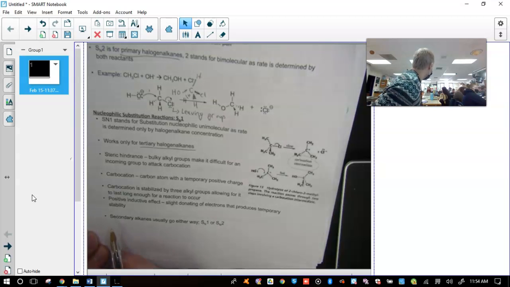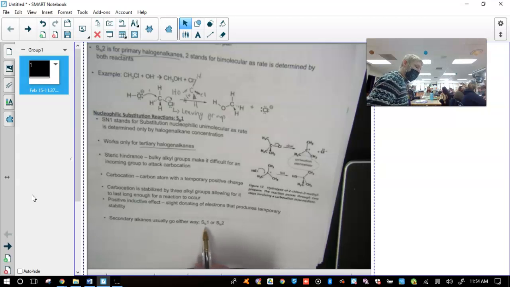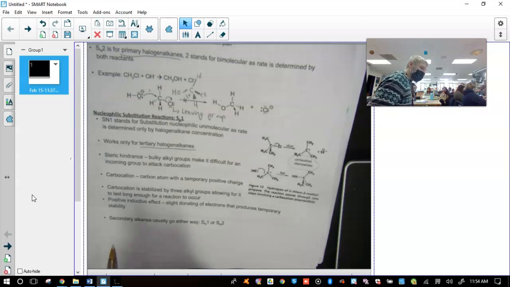We might have a question about secondary haloalkanes. Which pathway do they do? Well, they get to choose. They can either go Sn1 or Sn2, and it does depend upon the overall molecule. But that's going to be beyond this course, so you're not going to be asked a question about a secondary haloalkane, because it could go either way.